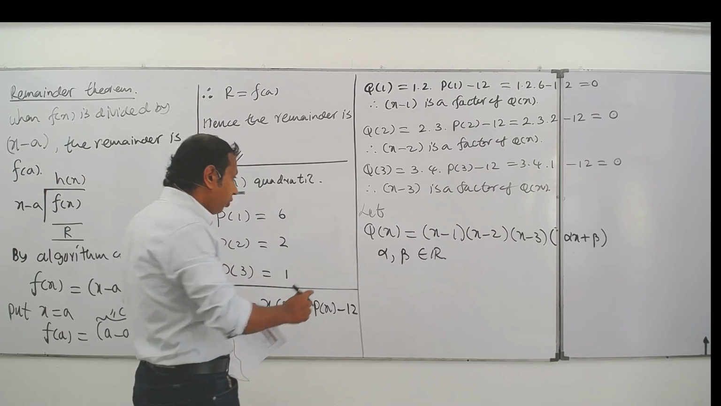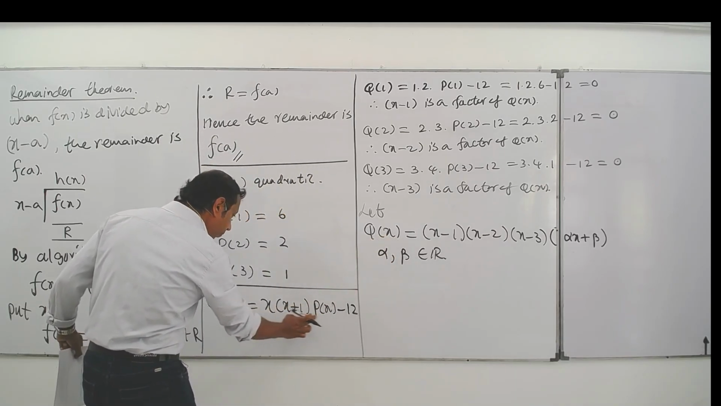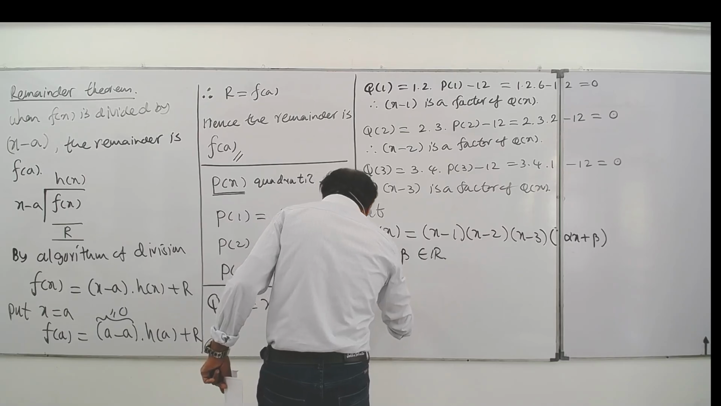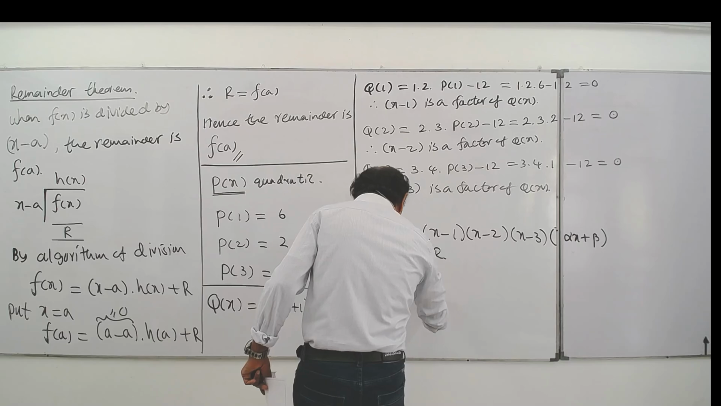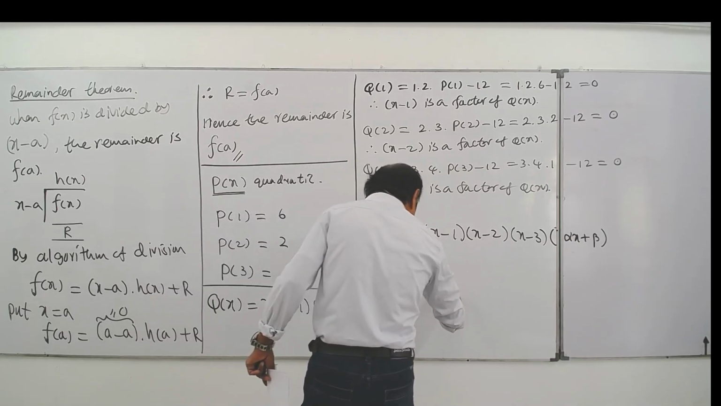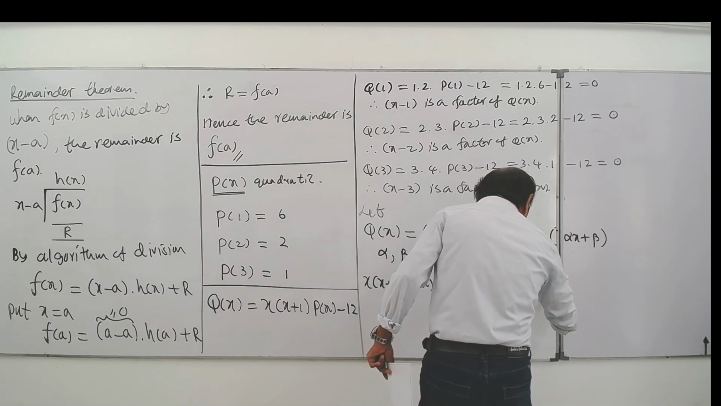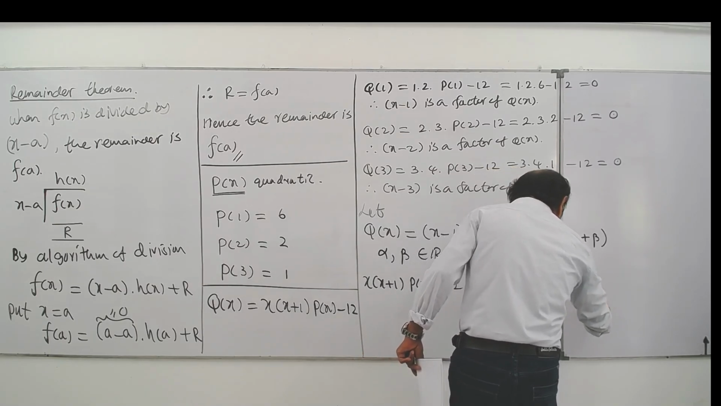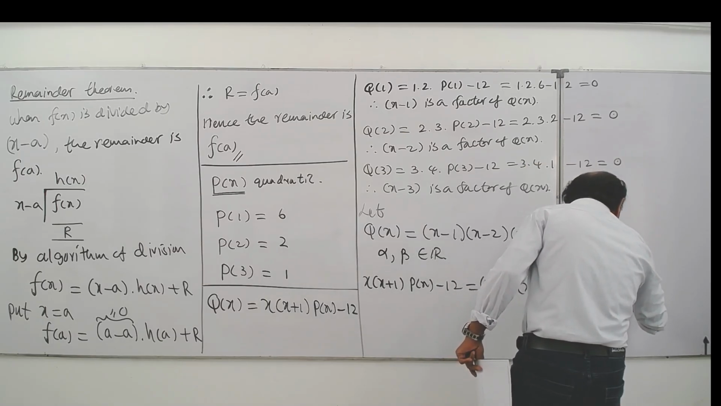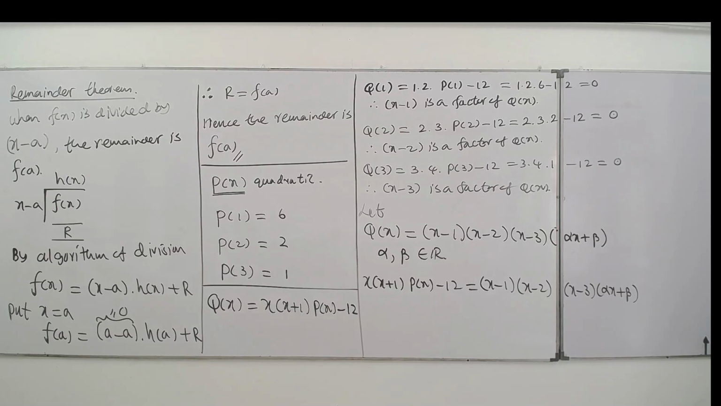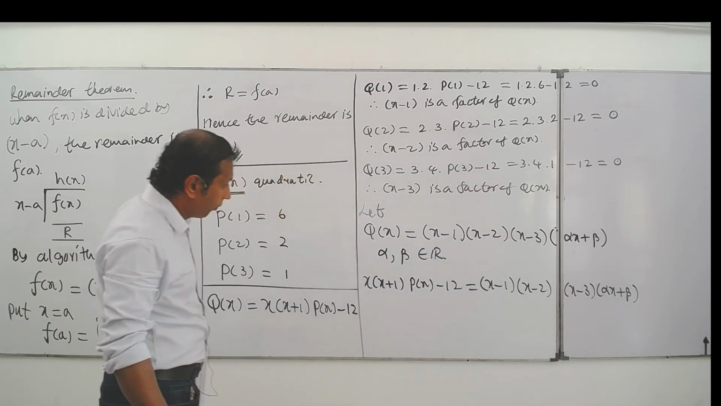They can be evaluated like this. I can substitute for this q(x). Then what we get there? x into (x plus 1) p(x) minus 12 equals (x minus 1)(x minus 2)(x minus 3)(alpha x plus beta). Right. Now put x equals 0.